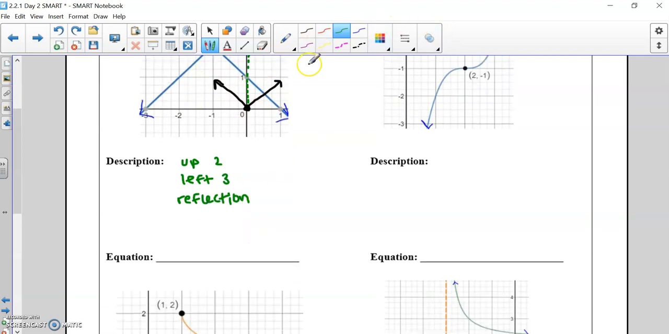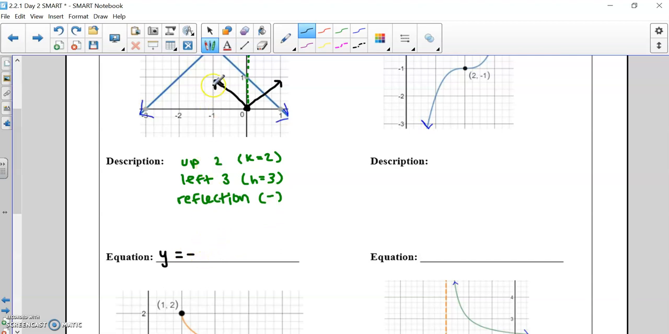Okay, so the up tells us that we have a k of 2. Left tells us that we have an h. Now, because it's left and h is always opposite, we have a positive 3. Reflection gives us a negative sign. All right, so now we can write our equation. We have a negative sign in the beginning. We don't have an a value to worry about, so we can get started on the rest of it.